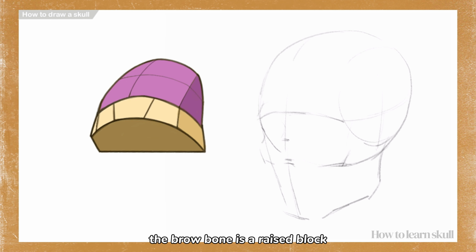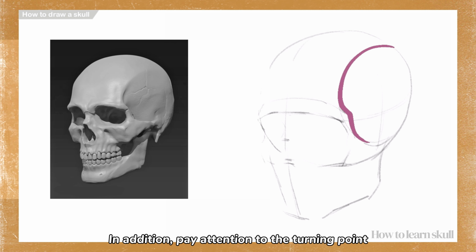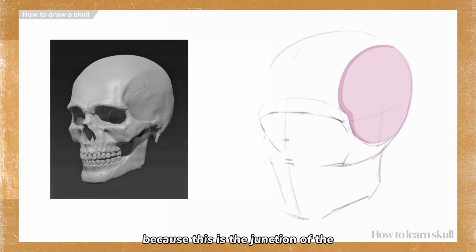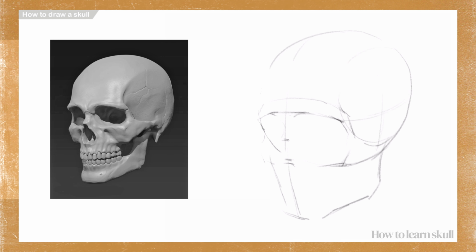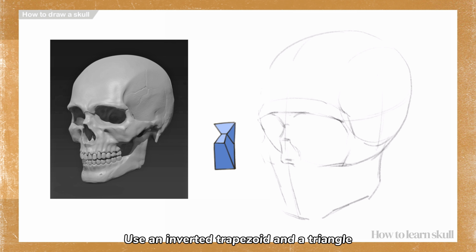The brow bone is a raised block, and you should pay attention to its overall shape when drawing. In addition, pay attention to the turning point on the side of the brow bone, because this is the junction of the brow bone and the temporal bone. Use an inverted trapezoid and a triangle to summarize the shape of the nasal bone.